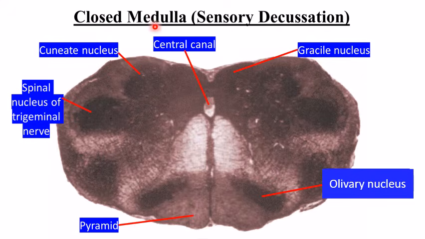Closed medulla, sensory decussation. Why is it closed? Due to presence of the central canal. Why is it sensory? Both the gracile and cuneate nuclei increase, the nuclei become bigger, and the tract is less. And this is the spinal trigeminal tract and nucleus. More anteriorly, there are the pyramids. Above them is the olivary nucleus.